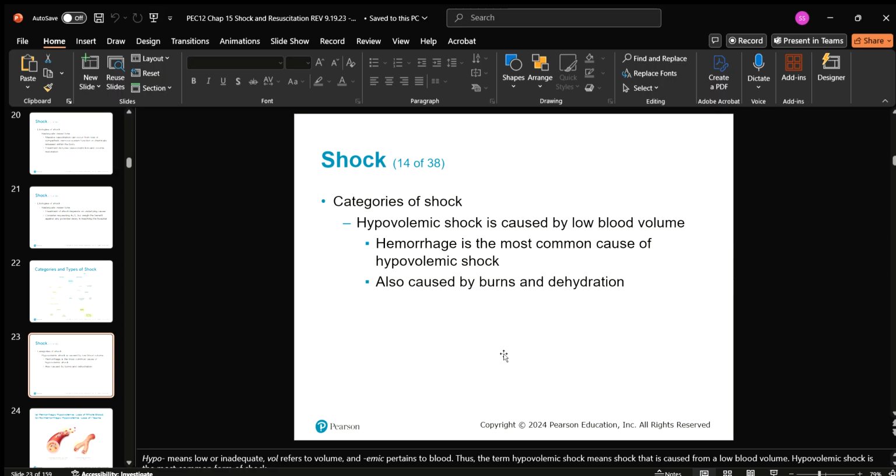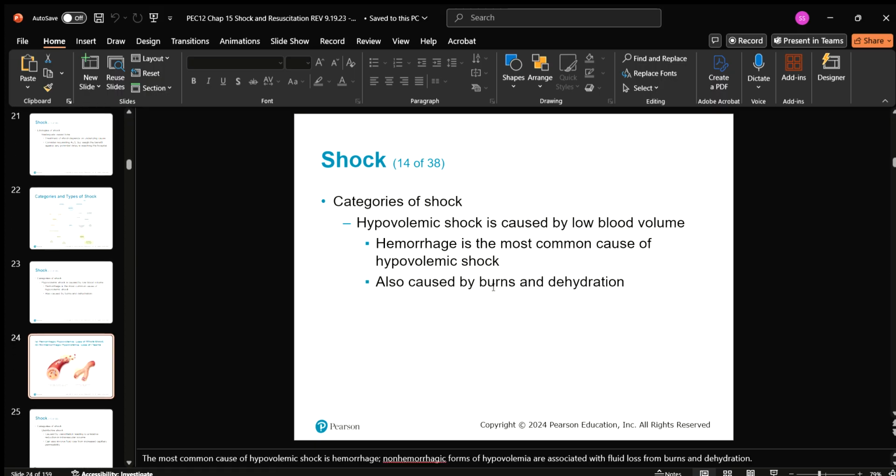But not just low blood volume. What else could be missing? Specifically, plasma. The plasma that is a part of the blood. Hemorrhage is the most common cause of hypovolemic shock, which is a form of hemorrhagic shock. So we're going to break down hypovolemic shock into two different subcategories, hemorrhagic and non-hemorrhagic, and we're going to talk about those in a second. We'd also have burns, where we have that capillary leakage.